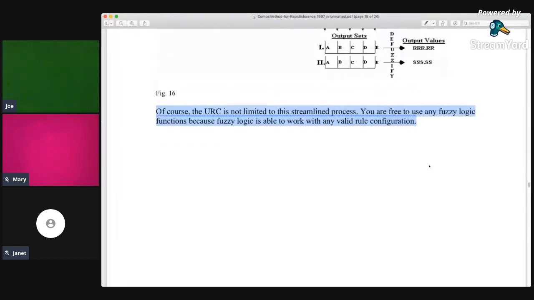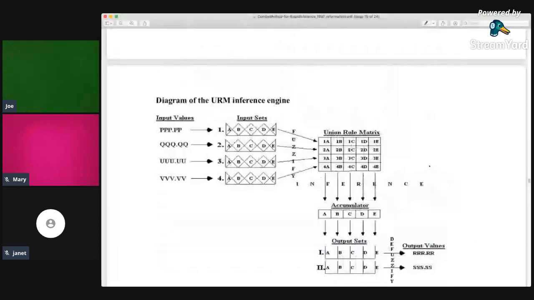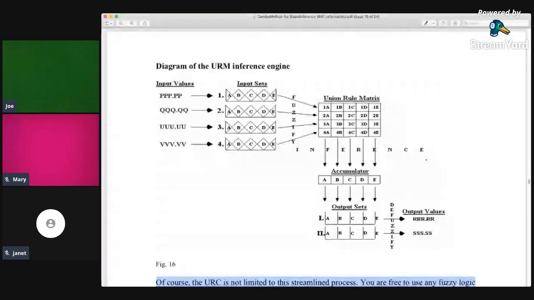So that's a lot of really compact ideas real quick. Are there any questions?